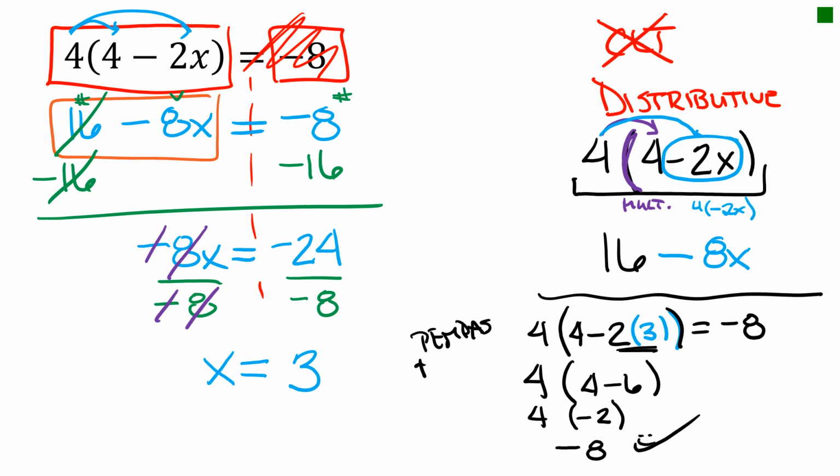Or, saying this quietly, you could use your calculator. You do 4 times parentheses, 4 minus 2 times 3, parentheses, and see what it equals. It better equal negative 8.